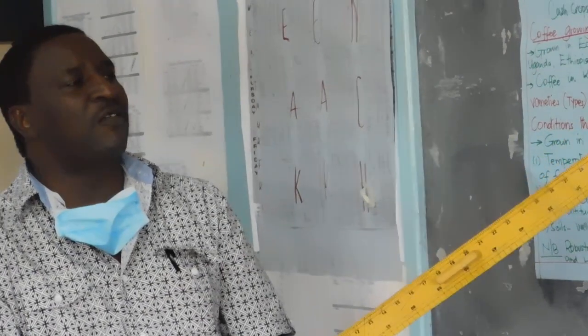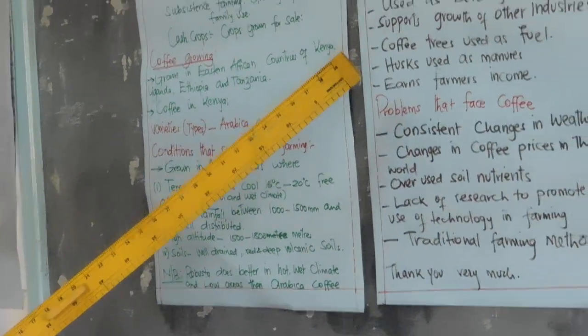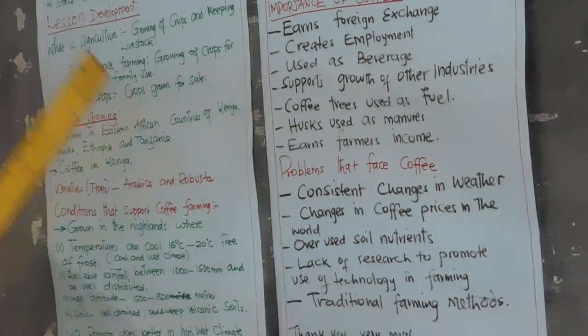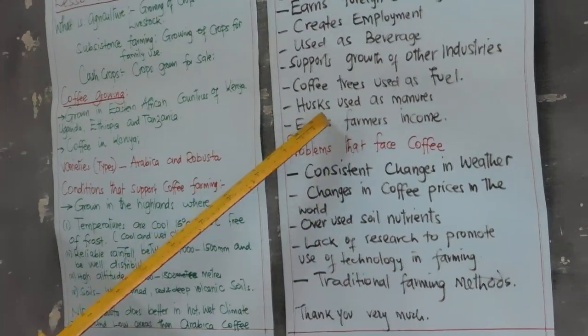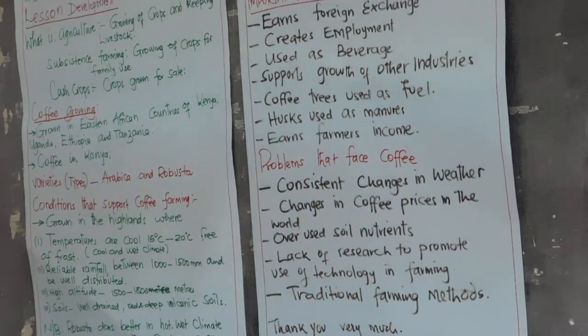Coffee trees, when they are old, they are used for fuel as well as charcoal. We have husks. When we take coffee berries to the factory, the husks that are gotten from these berries are useful as manures.